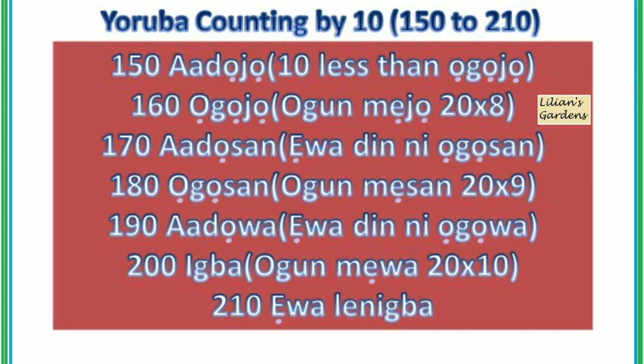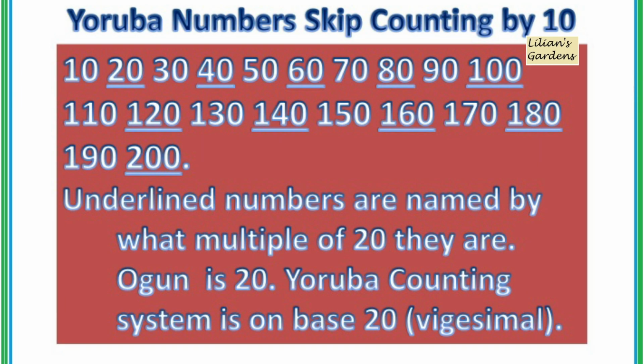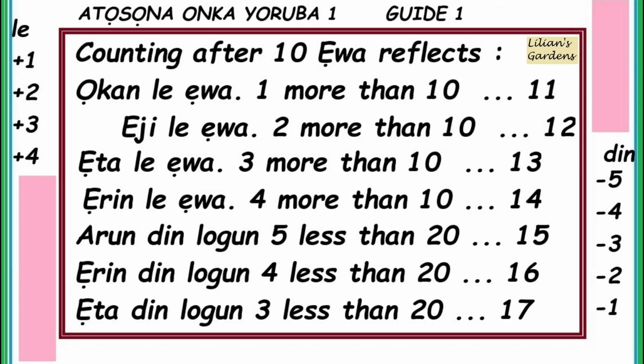200 has ogún mẹ́wàá in it, but we call 200 igba. I would also like you to know that 210 is called ẹ̀wá lé nígba, 10 more than 200. Underlined numbers are named by what multiples of 20 they are. Ogun ni 20. Yoruba counting system is on base 20. Now let's look at the guide for counting that we have.